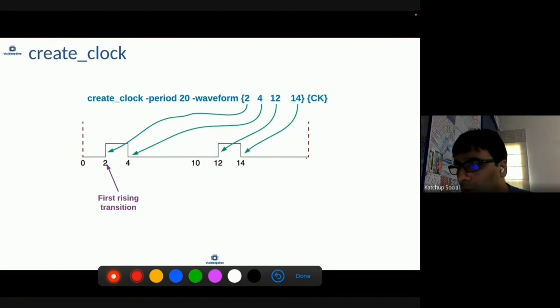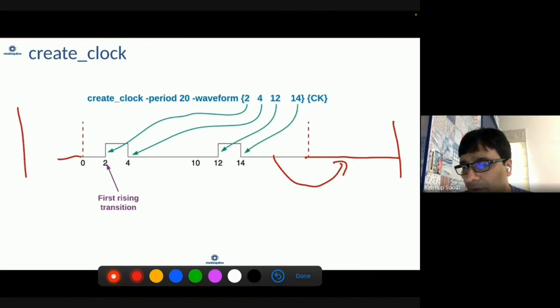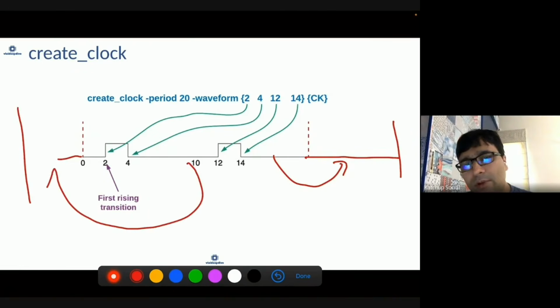Now, all throughout the time, this same behavior is going to repeat. So clock is a periodic behavior. So this same behavior repeats every 20 units. The unit is derived from the library. So if the library has a default unit of nanosecond, this is assumed nanosecond, and this behavior is going to repeat. So the waveform option can have more than 2 values as well.